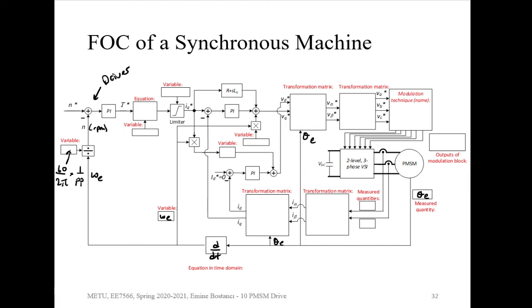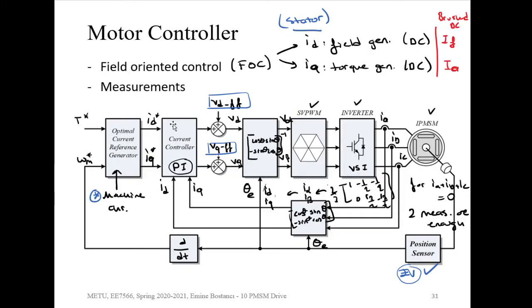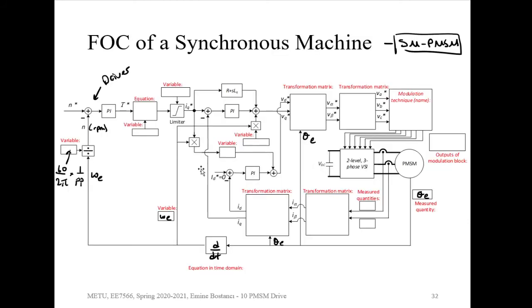One important thing here is that ID was set to 0, but you can also set ID to any other value, so the system is also going to be regulated in the closed loop. This was done for a surface mount PMSM, so it is easier. For IPMSM systems, this optimal current reference generator can include some lookup tables, so that based on the operating point, you can decide on ID and IQ. Assume that we want ID equal to 0, but it could be ID equal to 10 or 20, something like that.